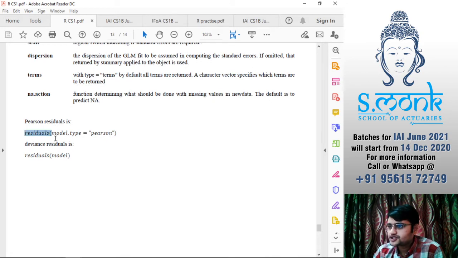They can ask you residuals, they can ask you fitted values. If they ask you Pearson's residual, you will say residuals, model, and then type Pearson. If nothing is specified, then the deviance residual is the default residual that we take. So that would be nothing but residuals model. You don't have to write type on it.